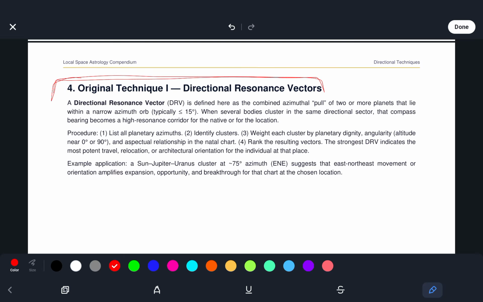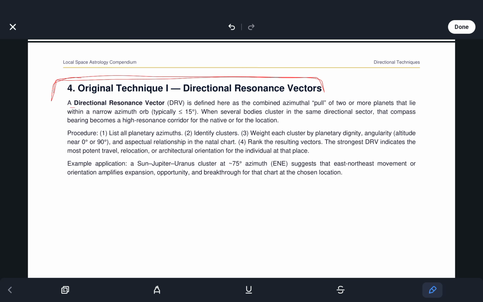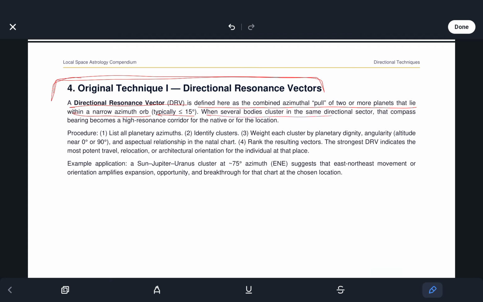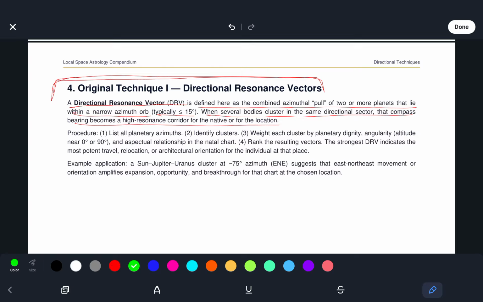Original technique 1 is directional resonance vectors. A DRV is defined here as a combined azimuthal pull of two or more planets that lie within a narrow azimuth orb, typically less than 15 degrees, when several bodies cluster in the same directional sector. The compass bearing becomes a high resonance corridor for the native or for the location.